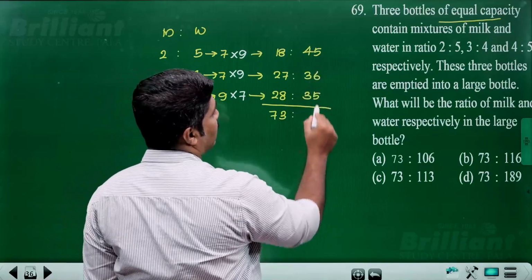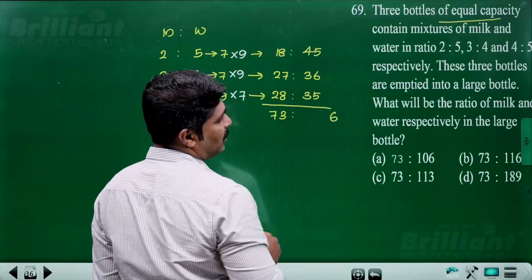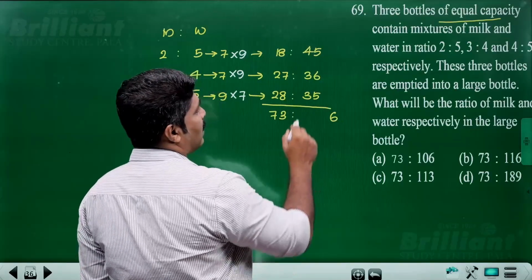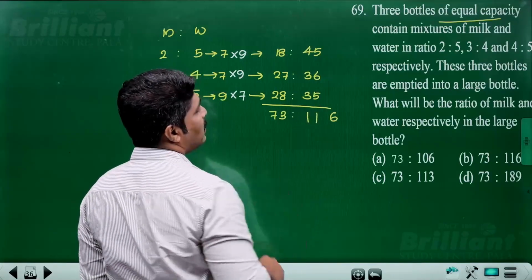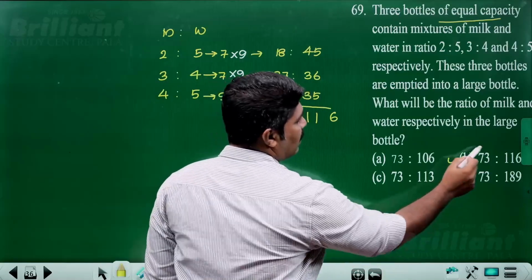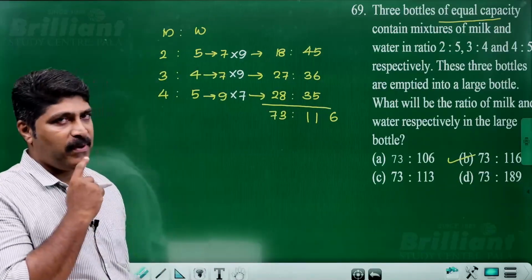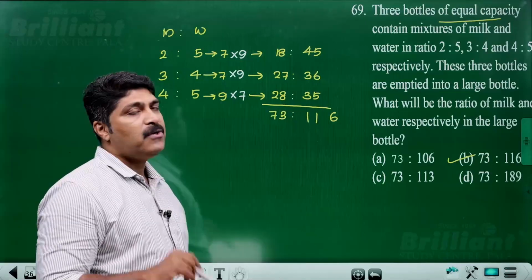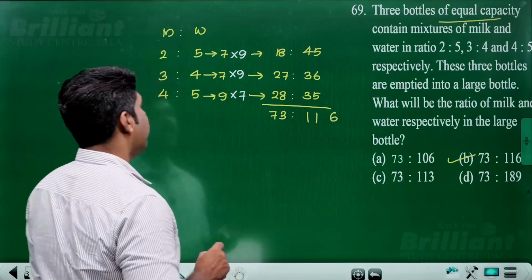So here, if you're adding this one, 16. 16 is there. So 1 is there. This is 116. Therefore, which will be the answer? That is option B. So this way we can catch it. And one more trick I can explain here.